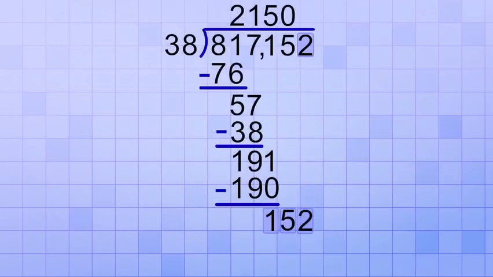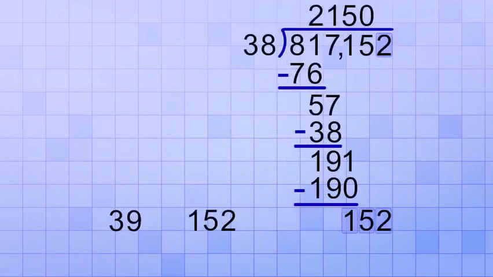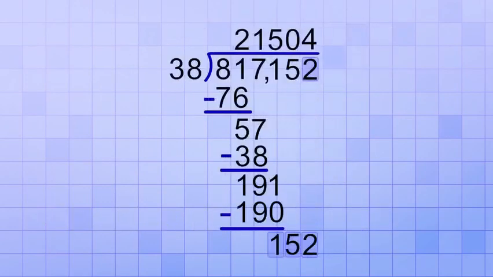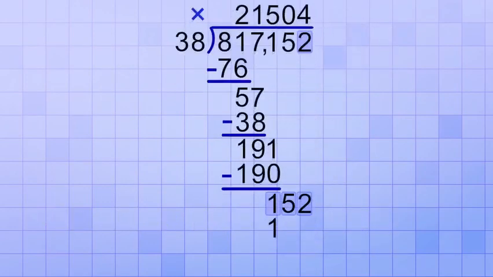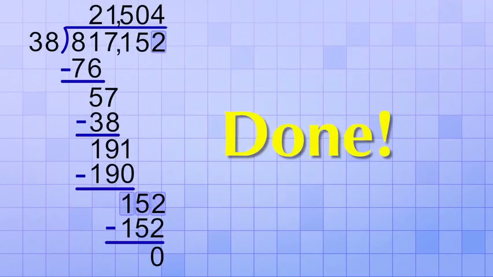Now we ask, how many 38s will it take to make 152? To estimate this one, I'm going to round those numbers to 40 and 160. And since 4 times 40 equals 160, I'll put 4 in the answer line as my estimate. 4 times 38 equals 152. And 152 minus 152 leaves no remainder, and we're done.